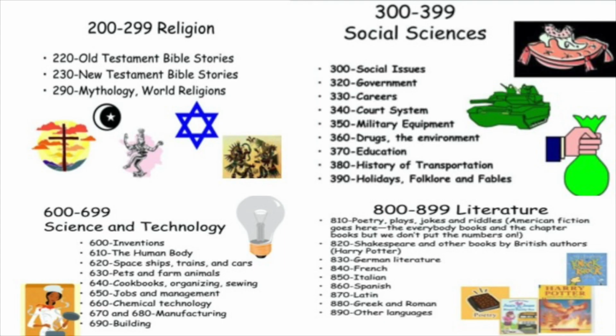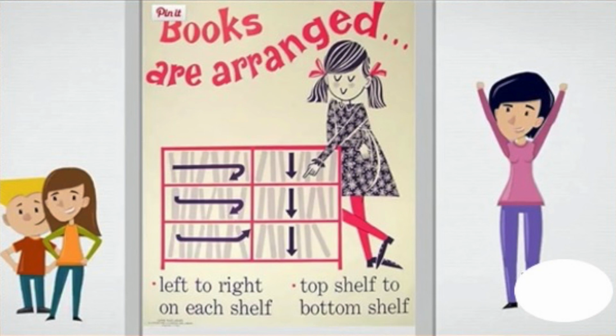I have also provided an example of how the books are arranged in each class or classification. For example, in religion, we have Old Testament Bible stories. After that, we have the New Testament Bible stories, followed by mythology and world religions. Now, I also have here how the books are arranged. Books are arranged from left to right on each shelf and from top shelf to bottom shelf.